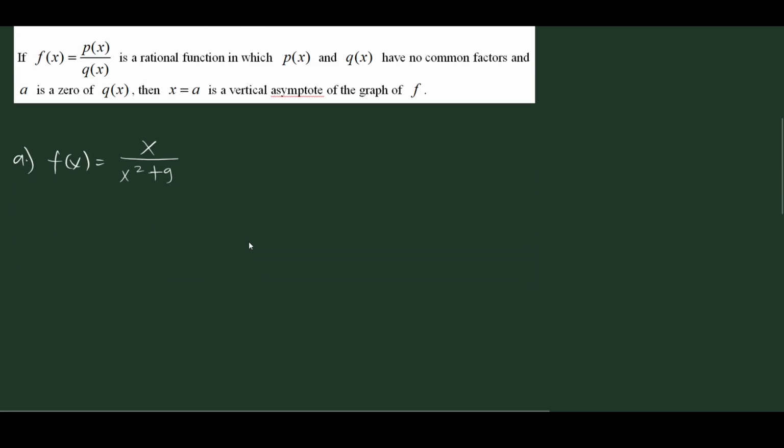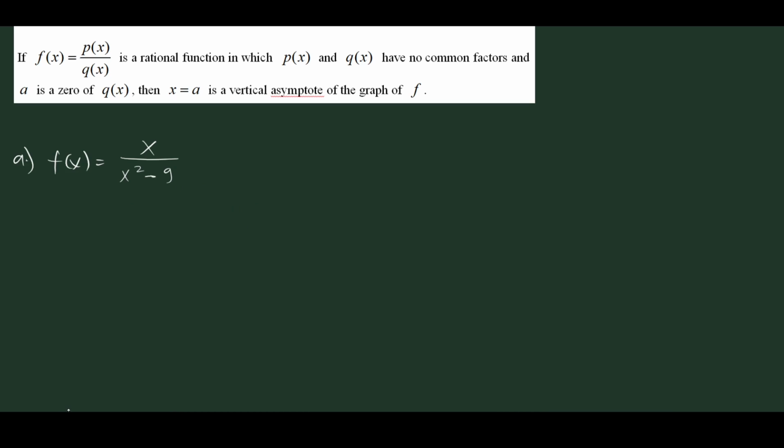Okay, so let's read here how to find the vertical asymptote. If f of x is equal to p of x over q of x is a rational function in which p of x and q of x have no common factors, which means we've eliminated their common factors, and a is a 0 of q of x, then x is equal to a is a vertical asymptote of the graph of f. So what this states is that in order to find the asymptotes, we just need to find the zeros of the denominator of the function.